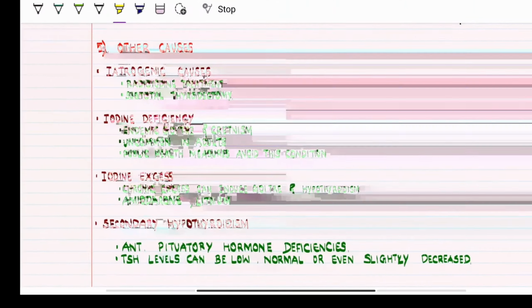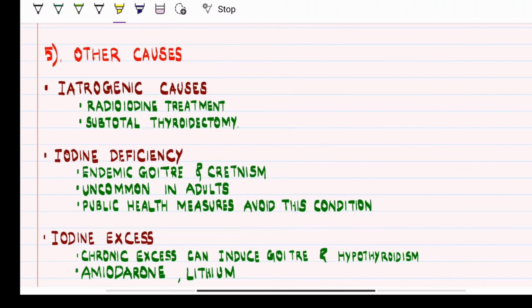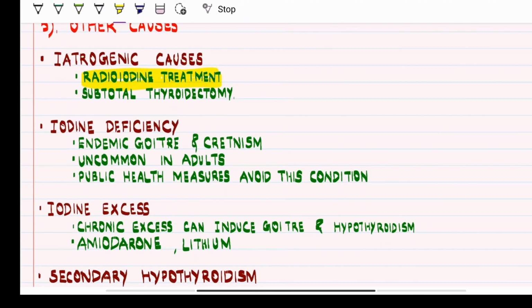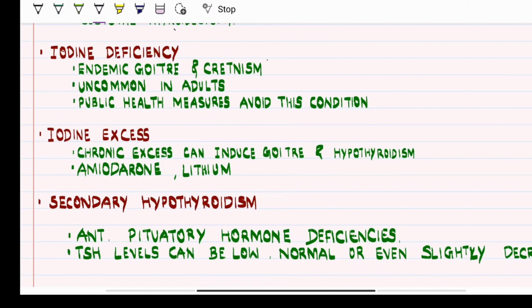Here we have some major other causes, like iatrogenic causes, radioiodine therapy treatment. In certain diseases, we use radioiodine therapy, iodine 131, 123, like that. In such cases, the gland will be affected and the production of the hormone will be reduced. Next is subtotal thyroidectomy. Then iodine deficiency, like endemic goiter and cretinism, which is uncommon in adults because of public health measures. It's a very rare condition nowadays.